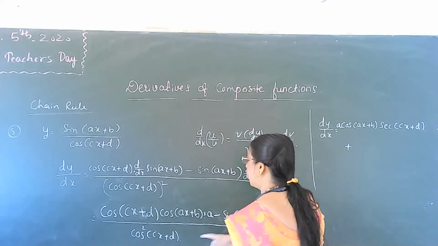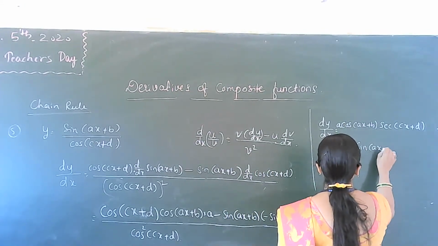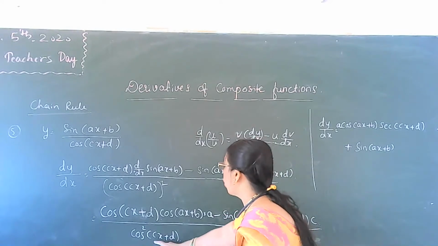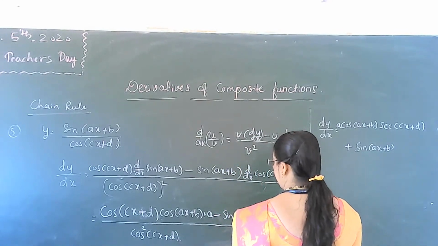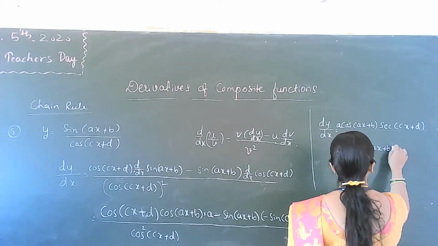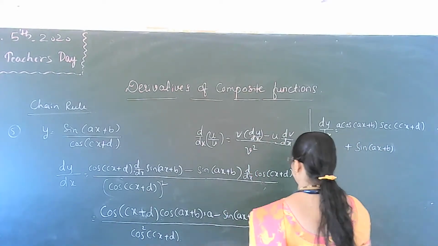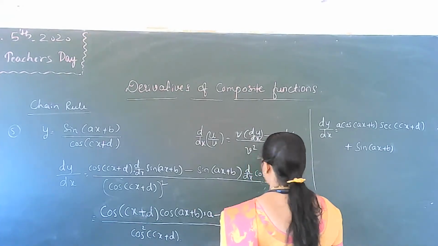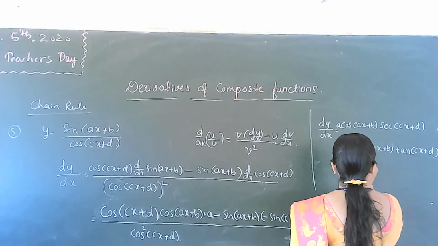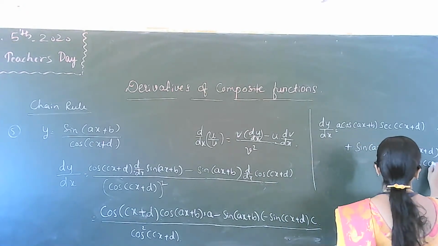Then sin of ax plus b, there is sin of ax plus b and sin of cx plus d, cos of cx plus d. It's equal to this one. Simplify this one. Sin over cos is tan of cx plus d into sec cx plus d.